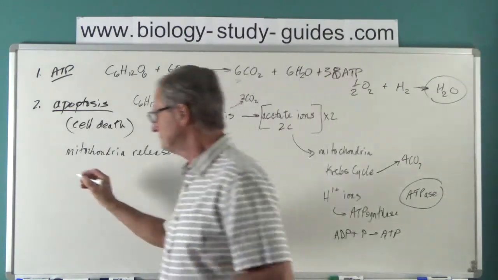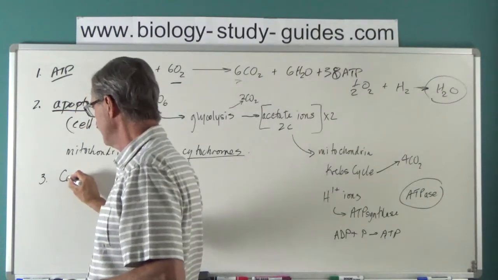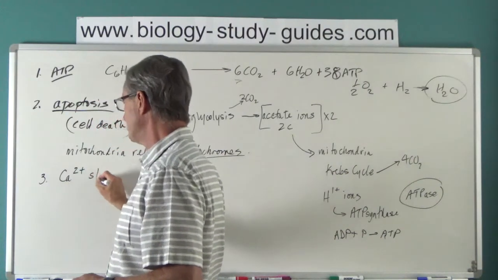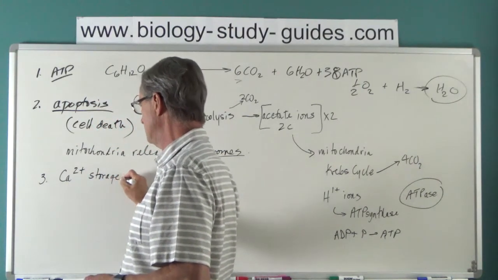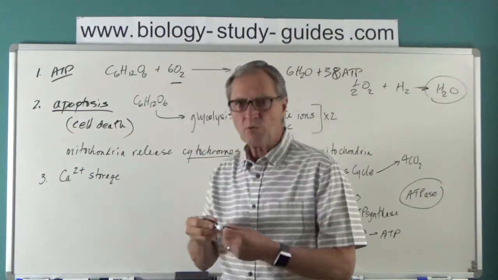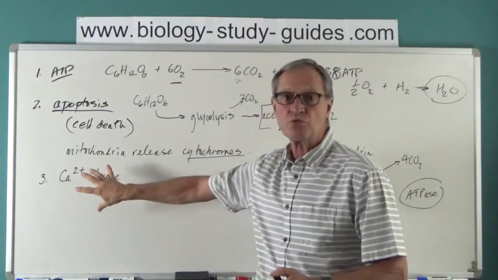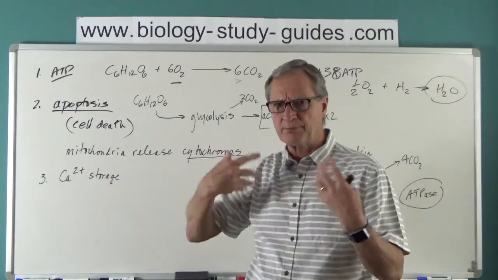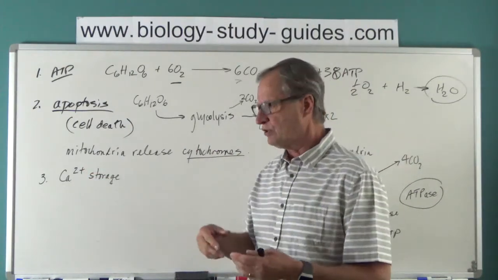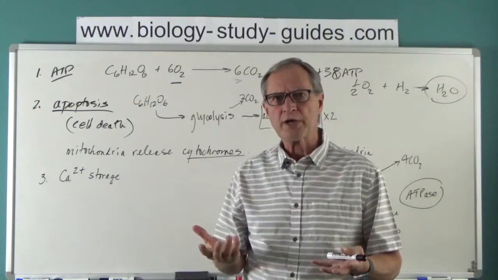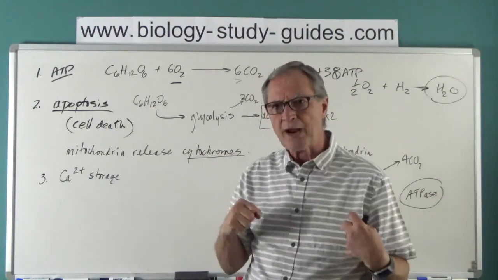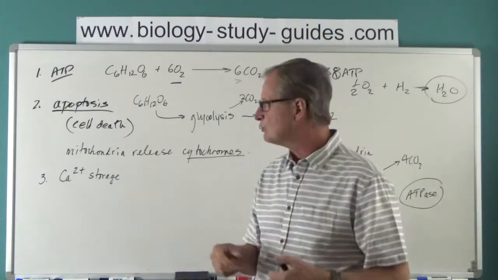Third function is calcium storage. Mitochondria will accumulate and store calcium ions. Now, calcium is really, really important in the body. It's used for blood clotting reactions. It's used in nerve impulse transmission. It's used in muscle contraction. It's used for building strong bones and teeth.